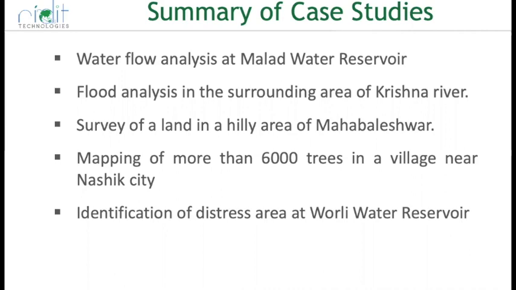Moving to the next two: a survey of land in a hilly area of Mahabaleshwar, and mapping of more than 6,000 trees in a village near Nasik city. These two were very typical examples where accessibility to the location was very limited, in very hilly terrain. So it becomes quite easy for us to do a drone survey because we don't have to access the entire land under survey. And the last one is an identification of distress area at Worli Water Reservoir. So I'll go through one by one.